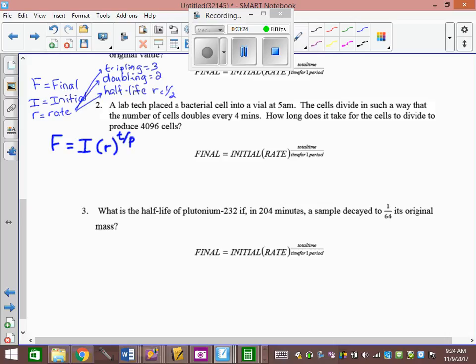T and P. T is the time to reach final. P is the period of your rate. The way I remember it is, if I had to draw an arrow through here, I'd be drawing this crazy arrow cutting through some letters. So T just goes to F, P goes to here. So T is time to reach final. P is the period.